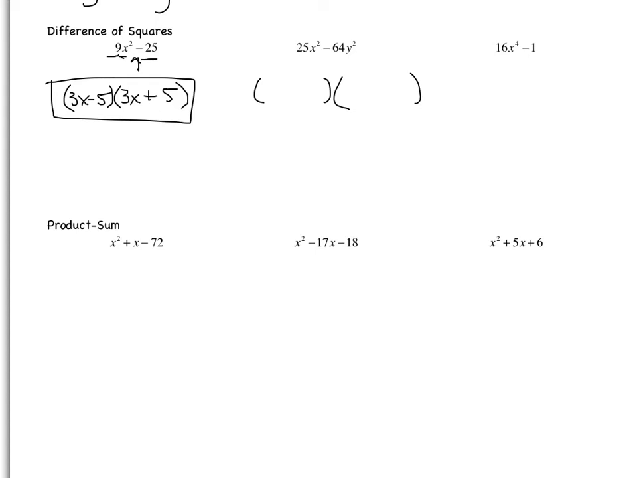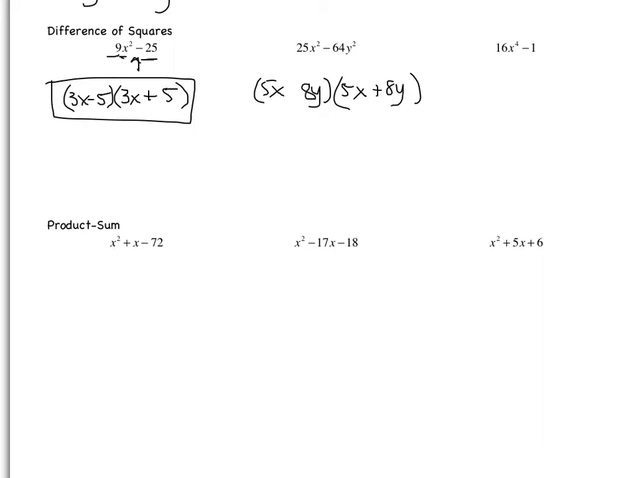I need to think what multiplied by itself gives me 25. Well, that's 5 times 5. What multiplied by itself gives me x squared? So that would be x and x. So I get 5x and 5x. And then the square root of 64y squared is going to be 8y and 8y.